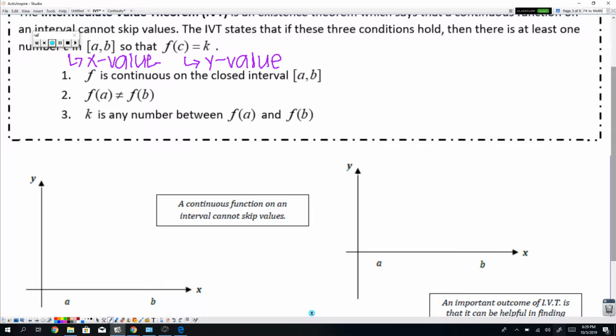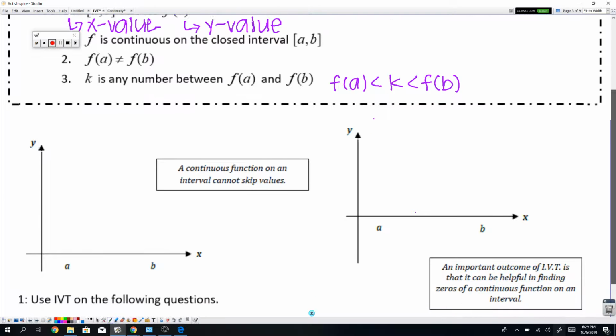And then we have 3, that k is any number between f of A and f of B. And the notation that we use for that normally is just to say that f of A is less than k, which is less than f of B. Okay, so if you can prove that, then it's very easy to go through and say that the IVT does guarantee that that value exists.